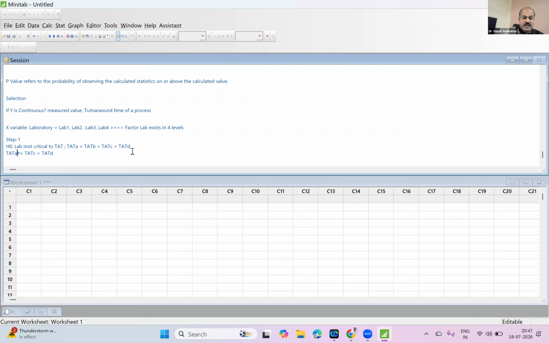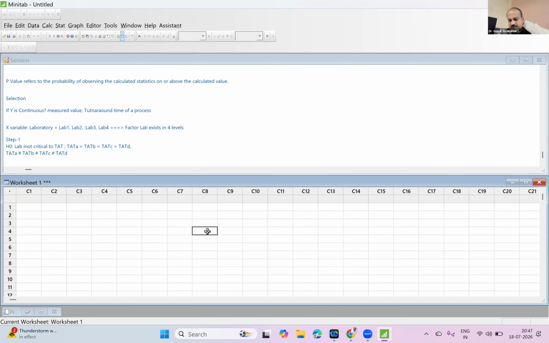That A not equal to that B not equal to that C not equal to that D. Okay, you're done. So now what we do is let us take some data for this.